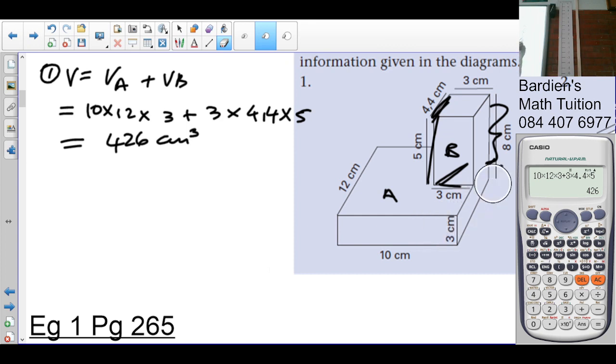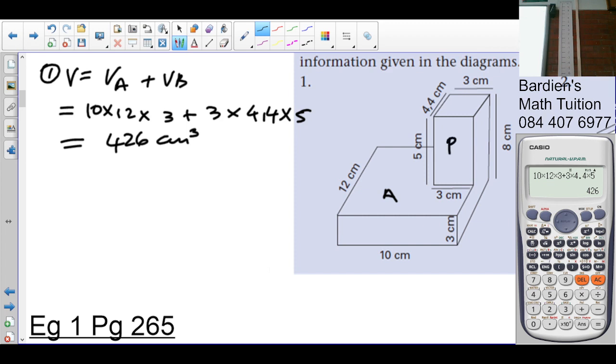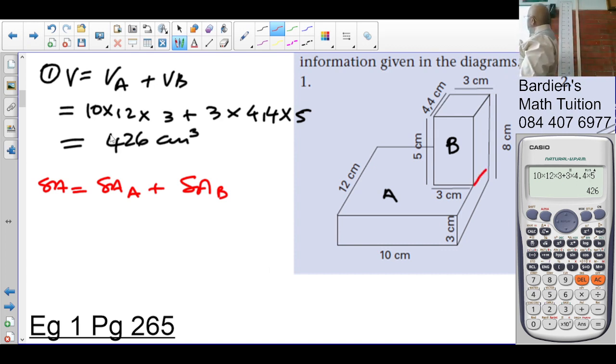Now, for the perimeter, maybe a bit different. So the perimeter, where the surface area, why am I saying perimeter? The surface area, it's going to be the surface area of shape A plus the surface area of B, not so? But what do you notice here? That the surface area under block B must be taken out.